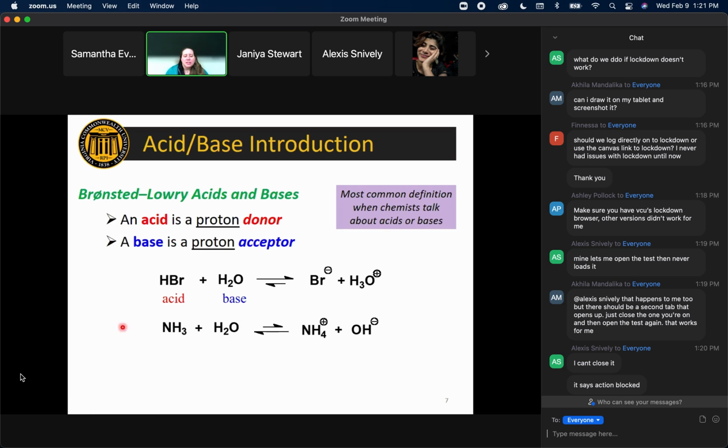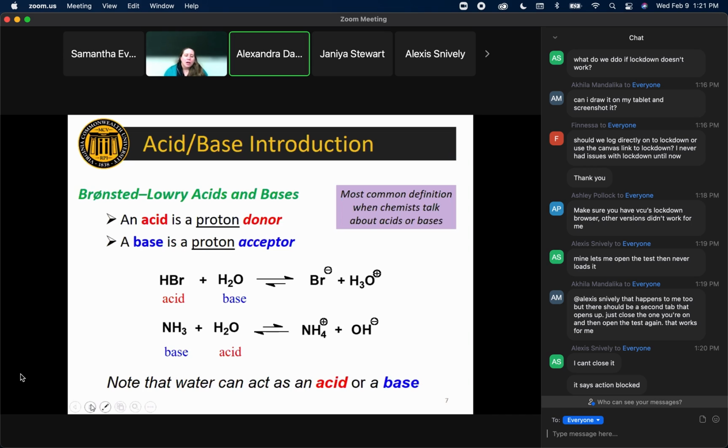What about this situation down here where we have ammonia interacting with water? Well, if we look at what happens in the equation here, the ammonia is going to gain a proton. The ammonia is becoming ammonium or NH4 plus. And that proton is coming from the water. So in this case, the water is acting as an acid. The ammonia is acting as a base. So you can think about it two ways. You can think about it as the water molecule giving up a proton to the base, or you can think about it as the base reaching out and grabbing a proton from the water.